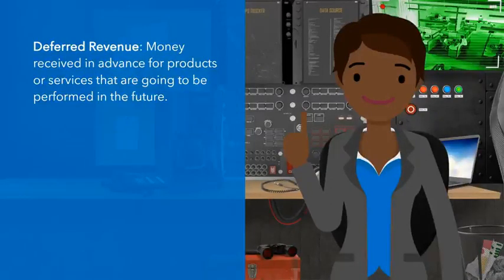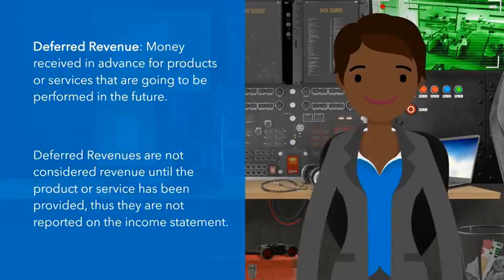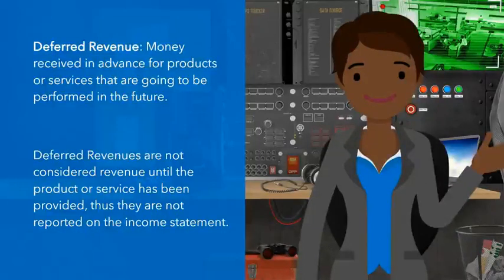People are unpredictable. Since deferred revenues are not considered revenue until they are earned, they are not reported on the income statement. Instead, they are reported on the balance sheet as a liability. As the income is earned, the liability is decreased and recognized as income.